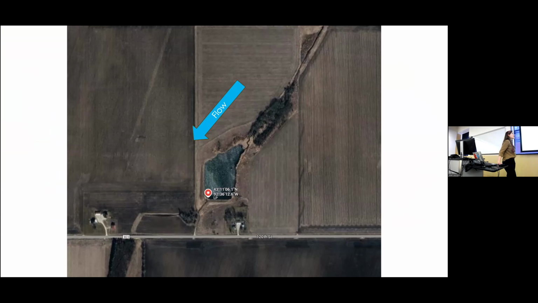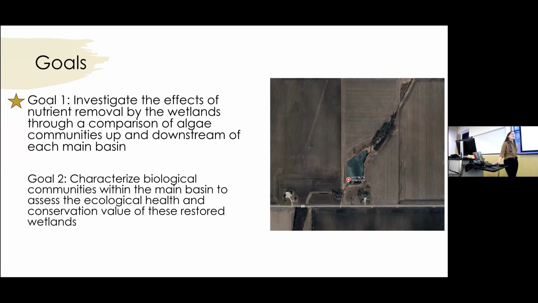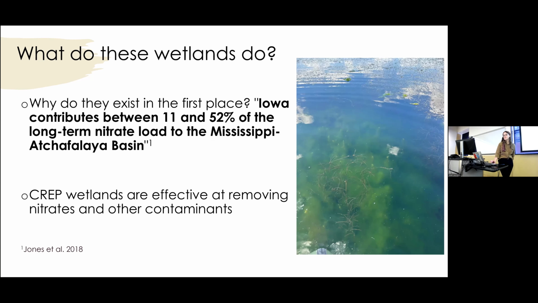Here's an example of a CREP wetland. We have a stream capturing runoff from lots of farm field that flows down into this main basin and then continues on downstream. So my first goal is to investigate the effects of nutrient removal happening within the wetlands by comparing algae communities up and downstream of the main basin. And then my second goal is to characterize the communities within the basin itself in order to assess the ecological health and conservation value of these wetlands.